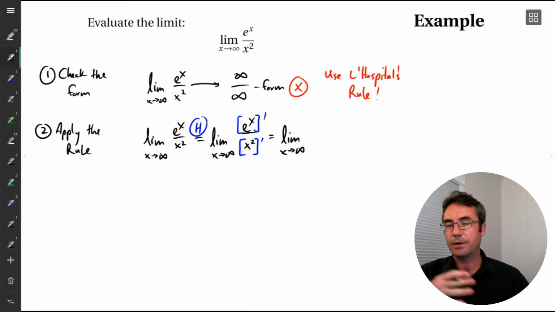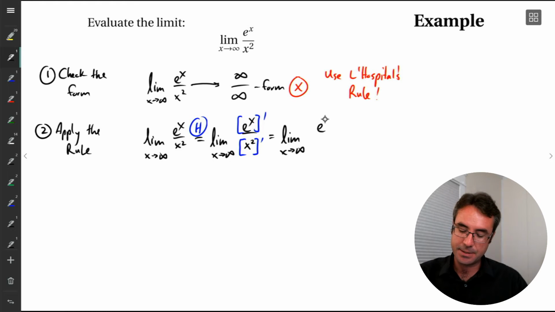So we've learned a whole bunch of techniques and derivative rules. So we have all of those at our disposal, but these ones aren't too bad. e to the x is just e to the x when we differentiate. And the derivative of x squared is 2x. We have a brand new limit here. So if there were things to simplify, try to simplify them down. But we have this brand new limit to consider, so we kind of start the process over.